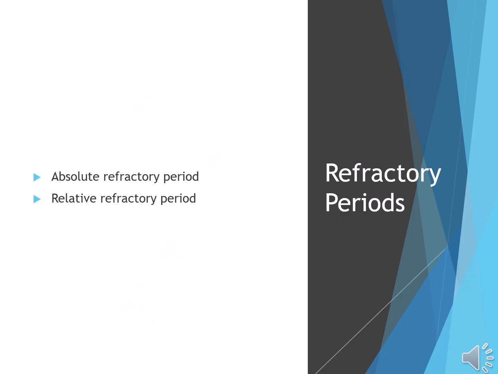For 1 to 2 milliseconds after the generation of an action potential, another action potential cannot be generated no matter what kind of input the neuron receives. And so this time period is called the absolute refractory period. This period is then followed by the relative refractory period, during which an action potential can only be elicited by high levels of stimulation.